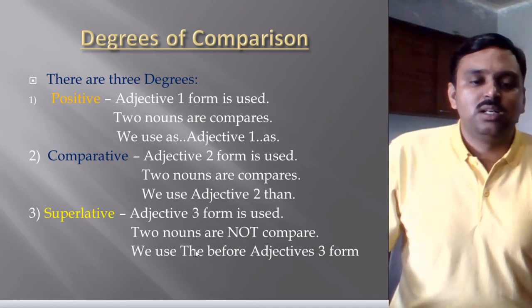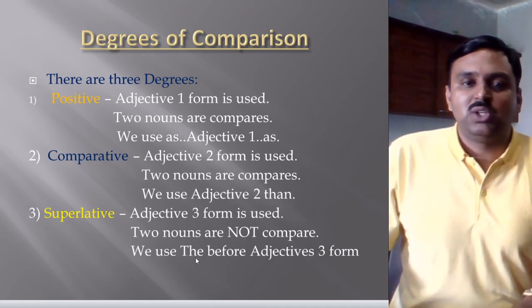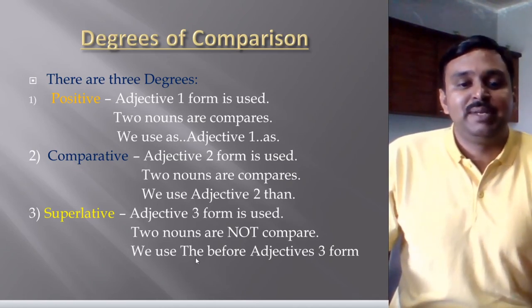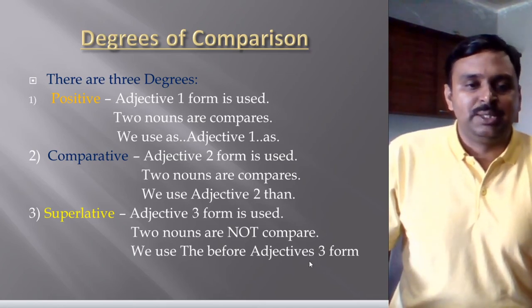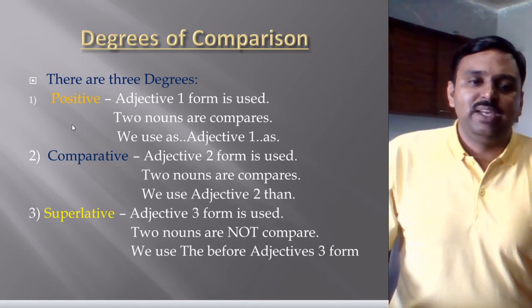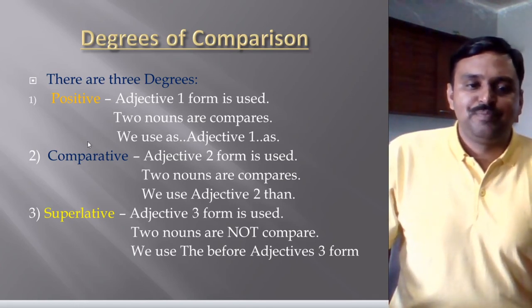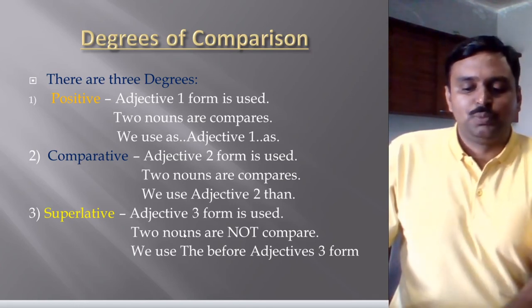And we use the before this third form, like the tallest, the cleverest, the fastest, the biggest. In that way an adjective third form is used in this degree. Okay, so this is the way, remember the point: positive, comparative and then superlative.